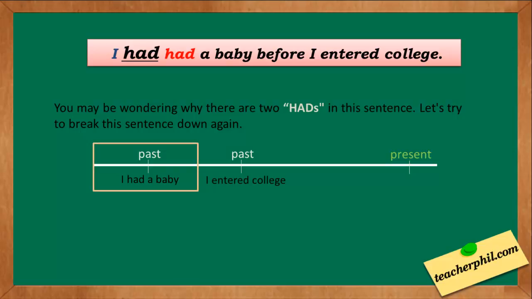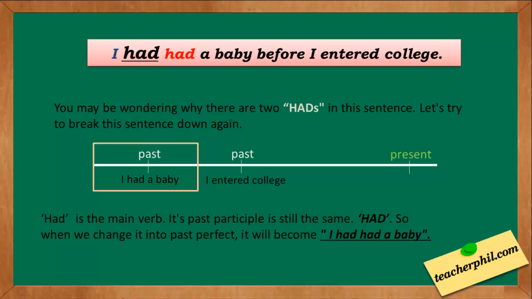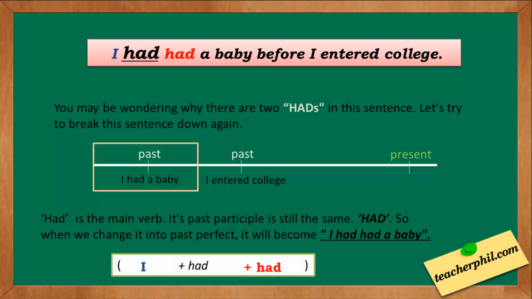I had a baby is our past perfect because it happened before I entered college. Had is the main verb. Its past participle is still the same, had. So when we change it into past perfect, it will become, I had a baby. I plus had plus another had as the main verb.